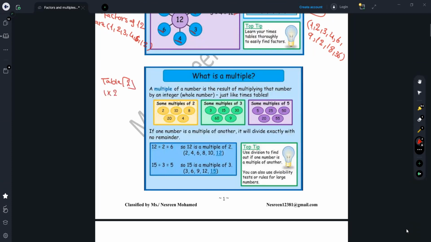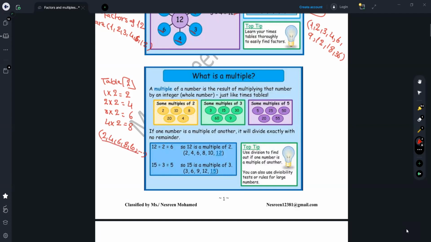1 multiply 2 is 2. 2 multiply 2 is 4. 3 multiply 2 is 6. 4 multiply 2 is 8. So table 2 will be 2, 4, 6, 8, 10, and so on. This is table 2, and these are the multiples of 2.